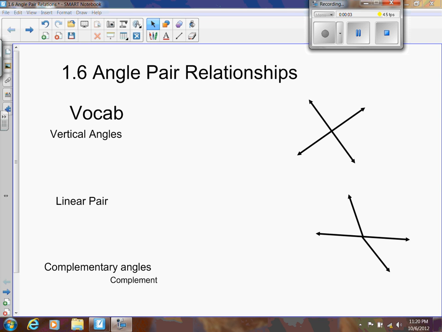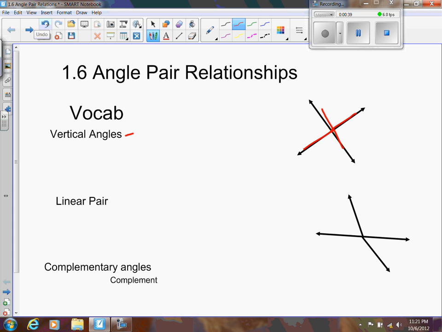1.6 Angle pair relationships. We have some vocabulary to start today. The first one is vertical angles. The book's definition says two angles are vertical angles if their sides form two pairs of opposite rays. So two pairs of opposite rays. Here's one pair, so this one and this one, this one and this one. They're opposite. How I like to think of it is just two lines intersecting.